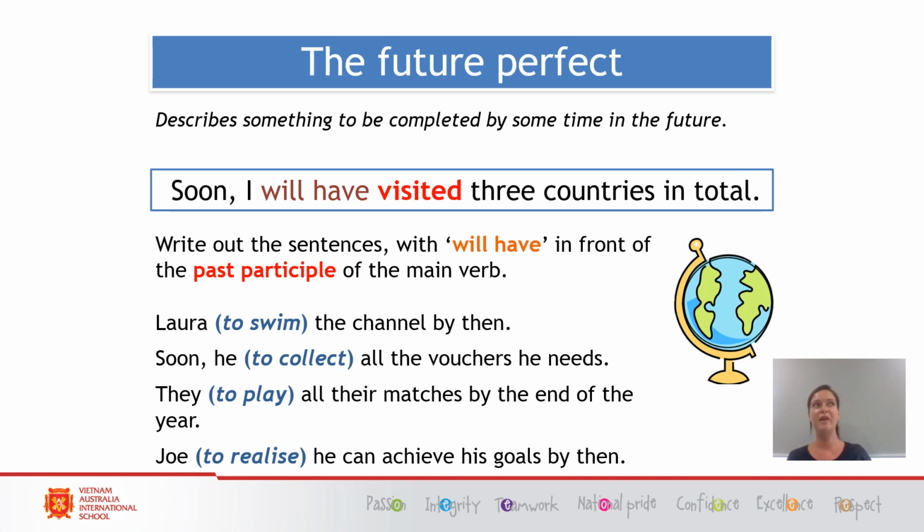So again, exactly the same process. You should be very familiar with it by now. We're going to use the auxiliary verb will have in front of the past participle of the main verb. If you can go now through these four examples, press pause on me, and we'll go through them again in about five minutes. So you pause.